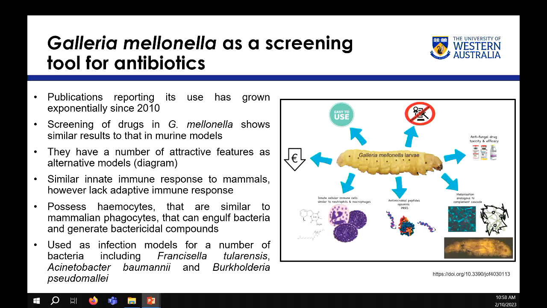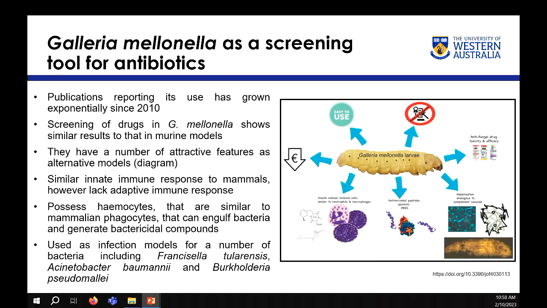So they have a number of attractive features: easy to use, no ethics approval, low in cost, because like I said, you just need an incubator that will house the larvae. And the other advantage is that it has the innate cellular immune cells, which are similar to neutrophils and macrophages. It does lack the adaptive immune response, so there are limitations.